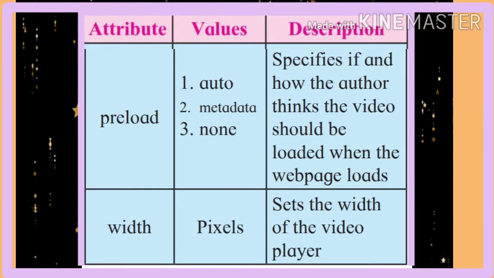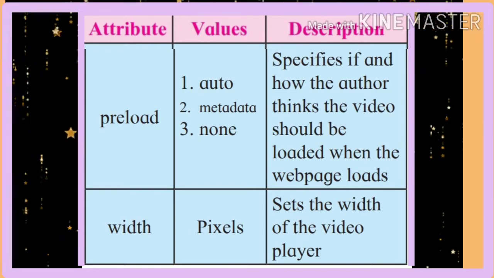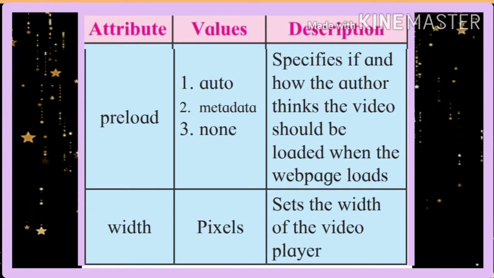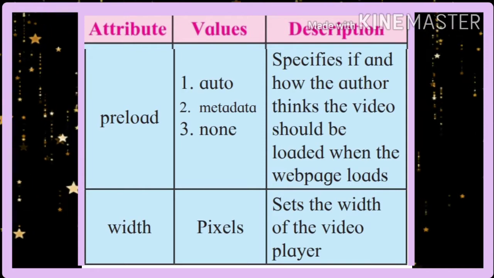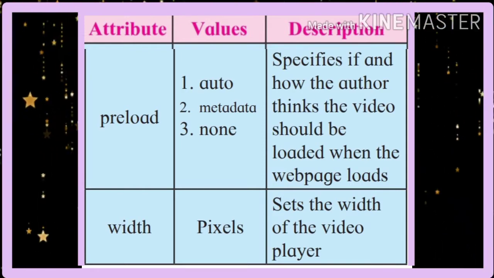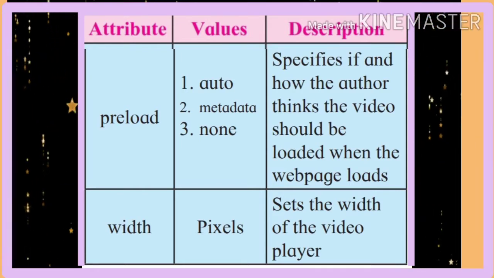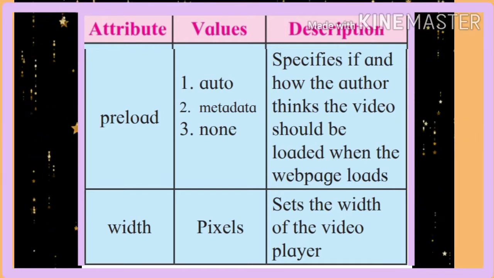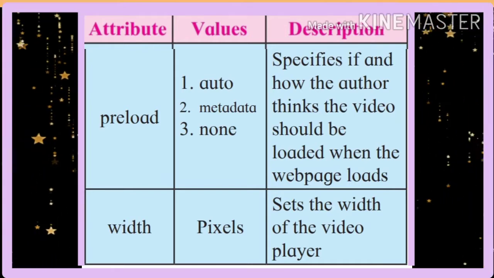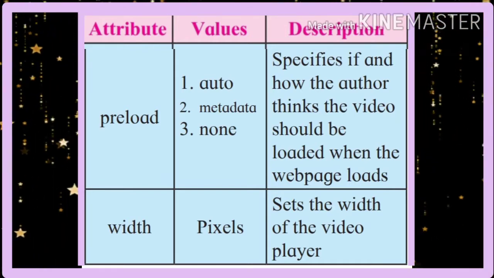And the last attribute is width. It is used to set the width of the video. Width attribute has its values in pixels. By using all these attributes of the video tag, you can display your videos on the web pages as per your requirement.